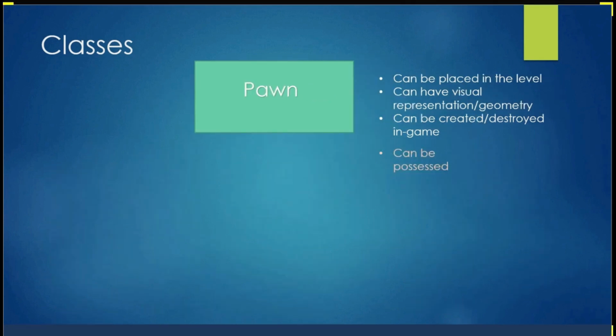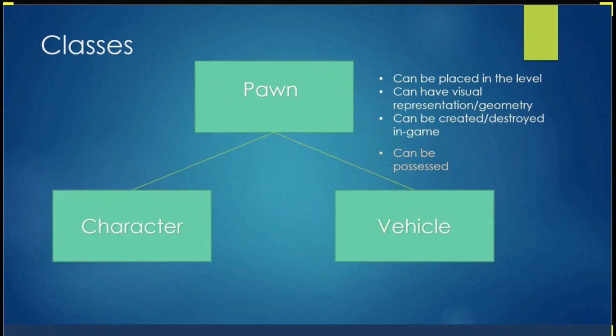Now let's take the pawn class, the way we took mammals as a class, and try to be very specific with it. Let's look at the pawn specifically and see how the pawn can be a class that more specific types of classes can inherit from. So in Unreal Engine, we can have a character class and we can have a vehicle class. Now these are both pawns, character and vehicle.